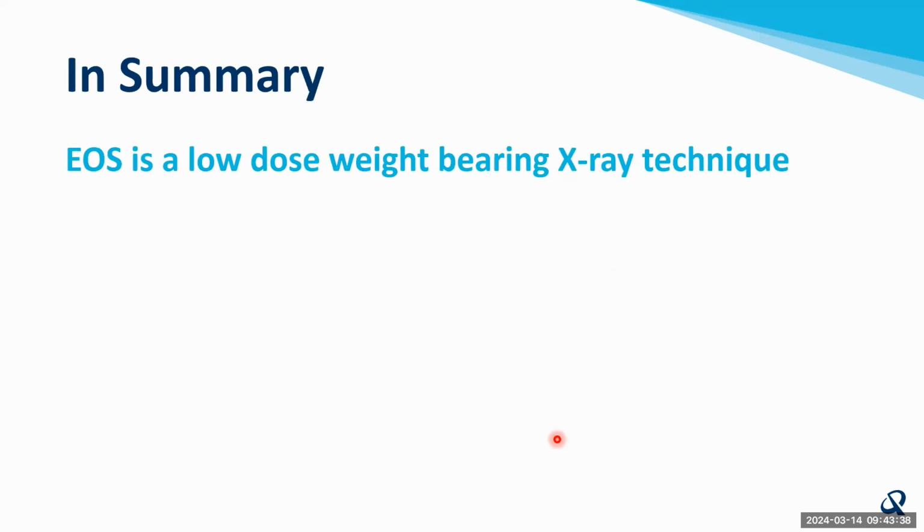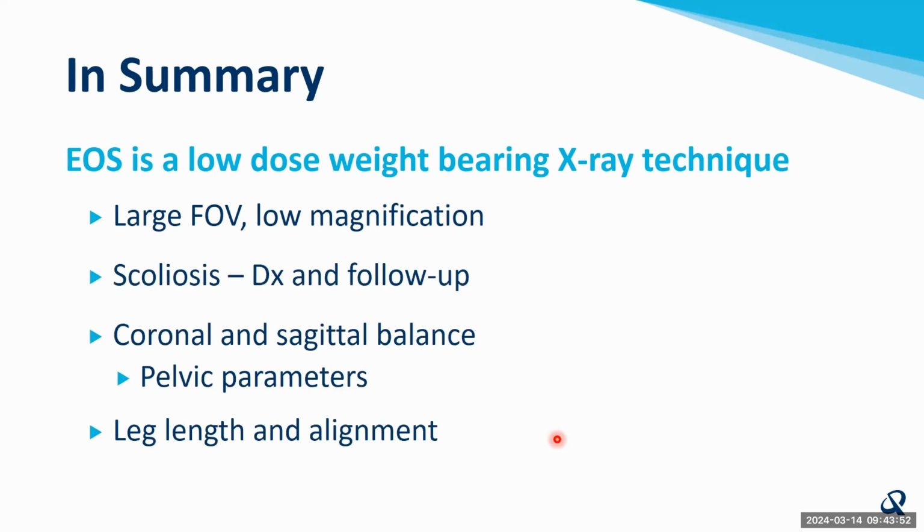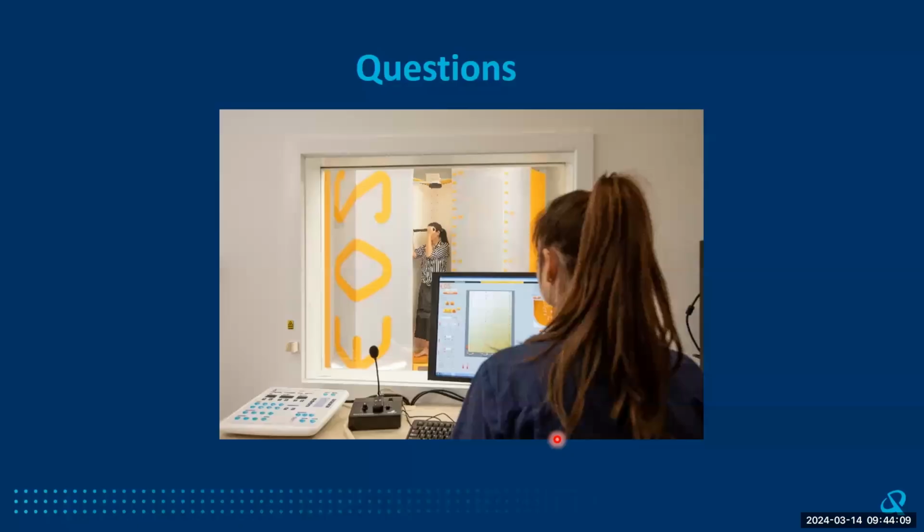So just to briefly summarise, EOS's main advantage is that it's a low dose, weight-bearing X-ray technique. It's got a really big field of view and minimises magnification errors. We've found it most helpful at Queensland X-ray in scoliosis diagnosis and follow-up, to do a postural assessment, so coronal and sagittal balance, and for lower limb assessment, leg length and alignment. And that's the conclusion of the talk.